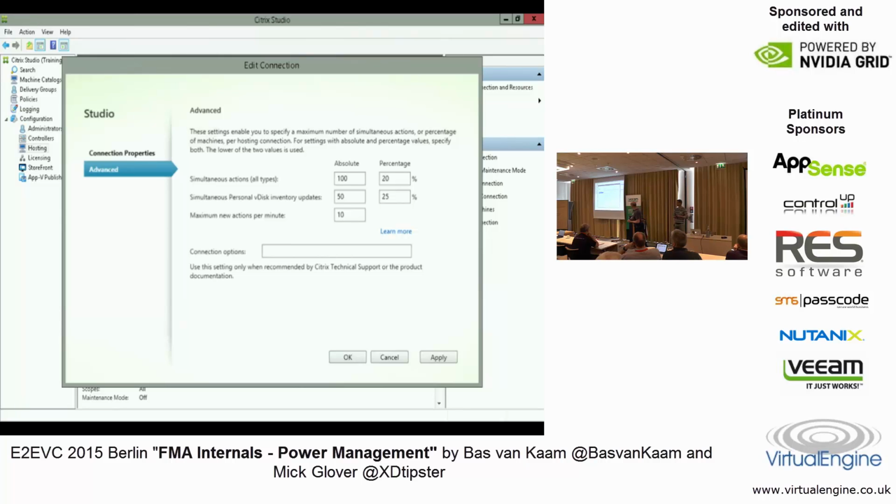Essentially, if you had 1,000 machines that your hypervisor was managing, 20% of 1,000 machines is 200 machines, right? Am I right? Yeah. I'm sorry, okay. So that would be 200 machines, 20%, that we would have the throttling actions, simultaneous actions against. So in that situation, the absolute value would take precedence, okay? So you don't have to configure both values, but you can if you want. By default, they are both configured.